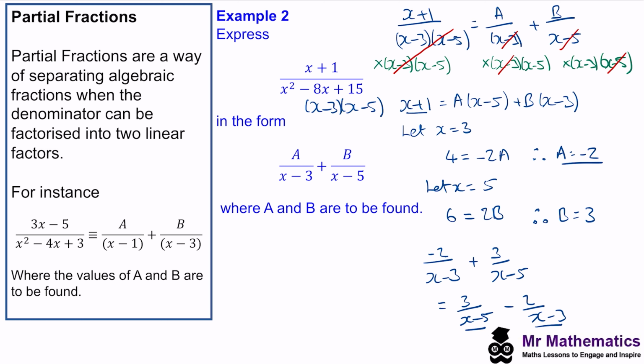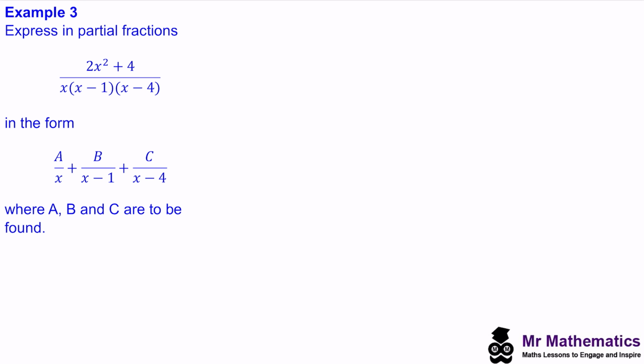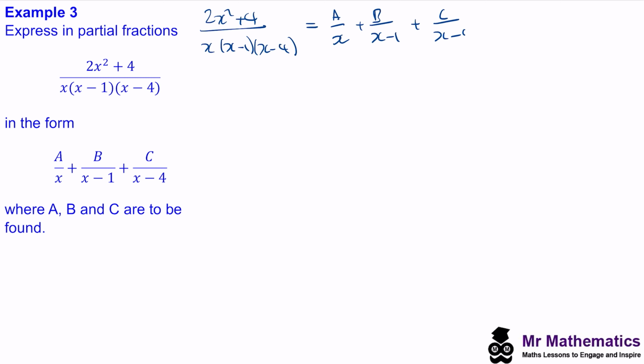Okay? So finally, let's look at a more challenging example. We want to express 2x squared plus 4 over x lots of x minus 1 times x minus 4 in this form, where a, b, and c are to be found. So we'll say 2x squared plus 4 over x lots of x minus 1 times x minus 4 is equal or identical to a over x plus b over x minus 1 plus c over x minus 4.